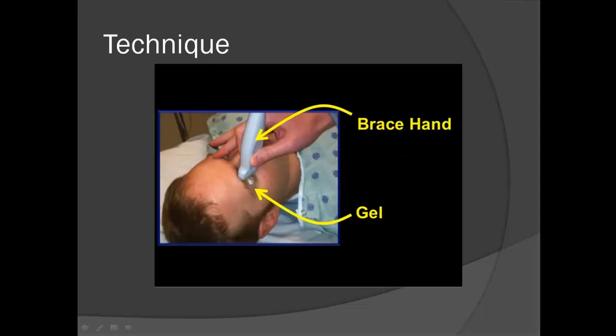You want to brace your hand over the patient's forehead, with the fingers you're not using to manipulate the probe. You can brace your hand against the patient's nose, the bridge of their nose and their eyebrow, and make sure you use a decent amount of gel over that eye in order to get the best picture that you can.